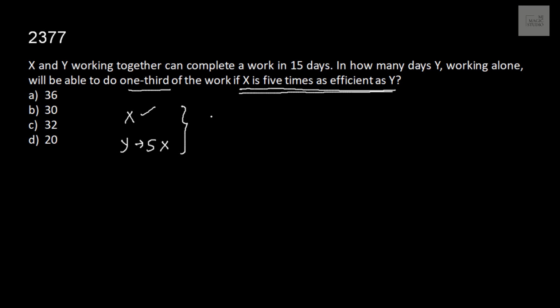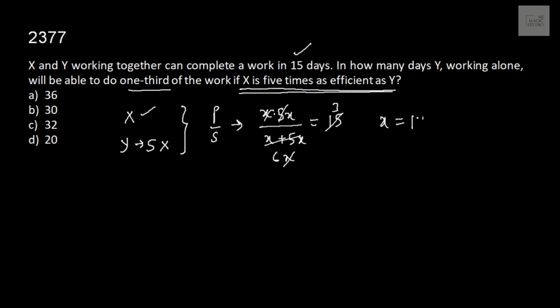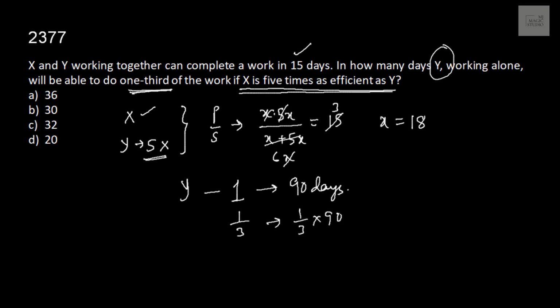Now we know the combined formula, how it works. Combined formula is simply product by sum. This leads to x into 5x by x plus 5x is the combined time taken by them, that is 15, given. That is 5x by 6, x cancels, 5x by 6 equals 15, x equals 18. Time taken by Y to complete the full work is 18 into 5, that is 90 days. We are looking for the time taken by Y to complete 1/3 of the work. 1/3 of the work he will take 1/3 into 90, that is 30 days. That features in option B.